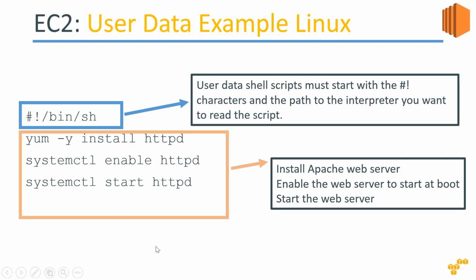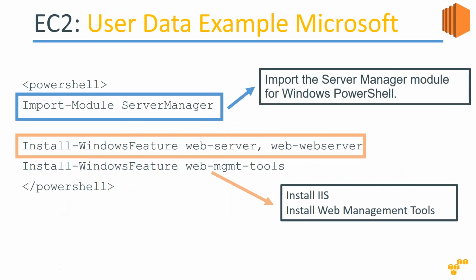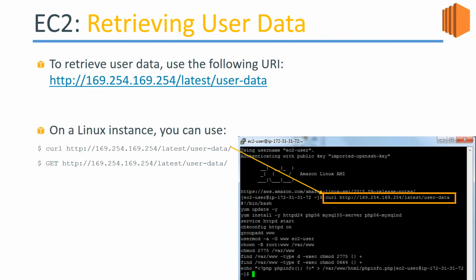You can do something similar on Windows also by using PowerShell. The PowerShell script will look something like this. The first line imports the server manager module, then you install it, and then you start it. So you can write it in the Linux world or in the Windows world. Whichever way you are comfortable, you can pass those parameters to the EC2 instances at runtime.